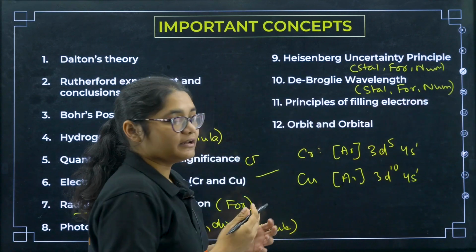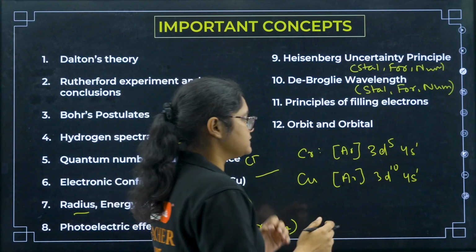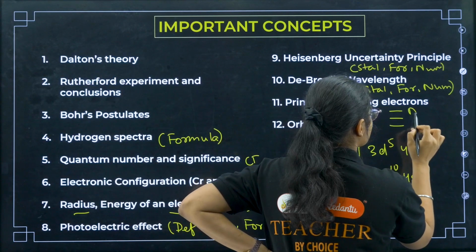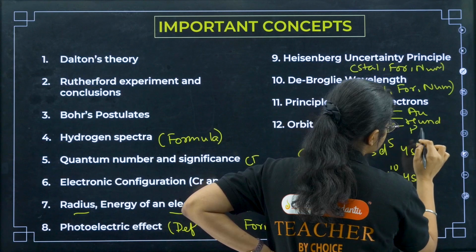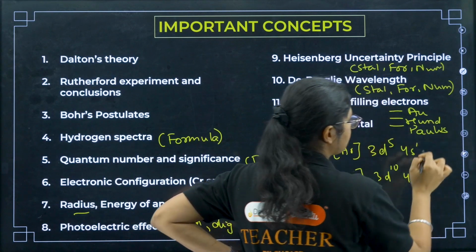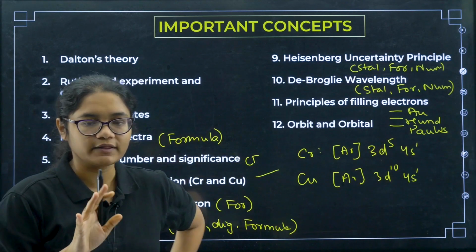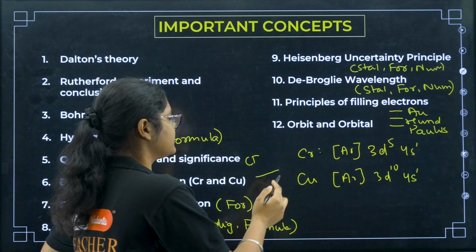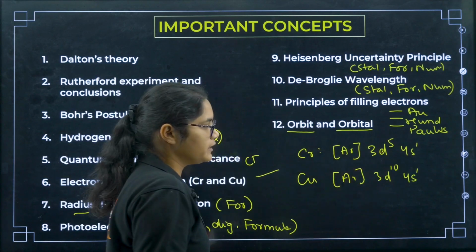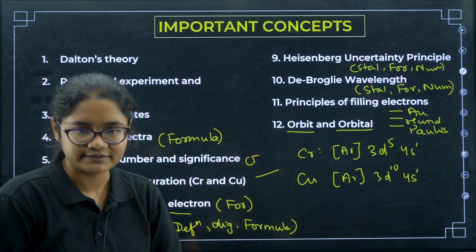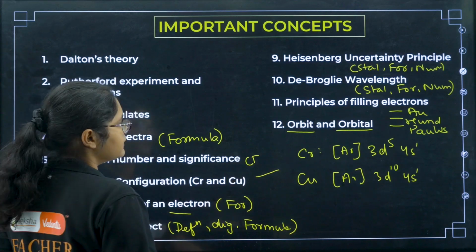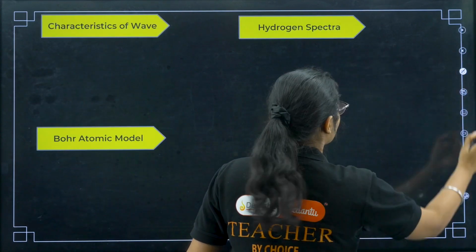Next, principles of filling electrons. Here we have 3 principles that you should know: the Aufbau principle, Hund's principle and Pauli's principle, right? You should learn their statements. Next, what is the difference between orbit and orbital? This can also be a very potential question. Just practice 3 to 4 points. Now let's dive in to see the formulas that we have discussed.